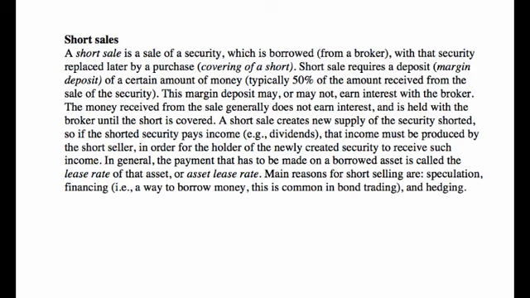So you have to borrow it somewhere. You borrow it from a broker, and the broker actually gets it from some other customer's account. So the broker is worried because they have to replace it if the customer they got it from wants it. So to make sure that they can replace it, they require a deposit, which is called a margin deposit, of a certain amount of money, typically 50% of the amount received from the sale of a security. On top of it, there is money received from the sale. That money is also kept by the broker.